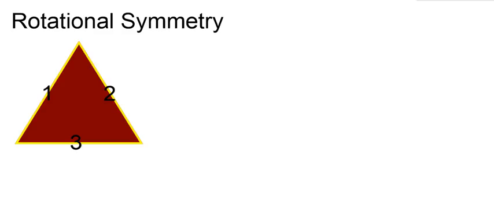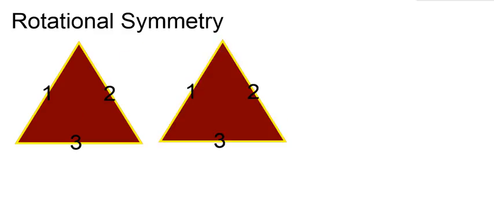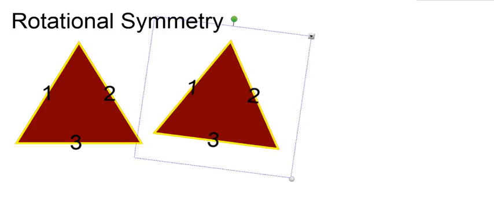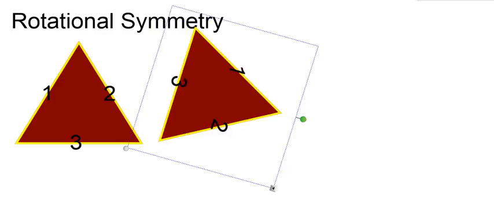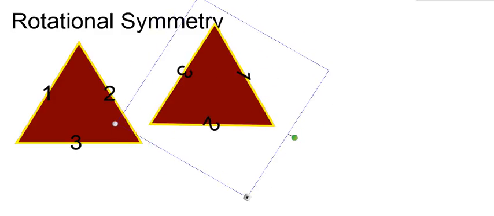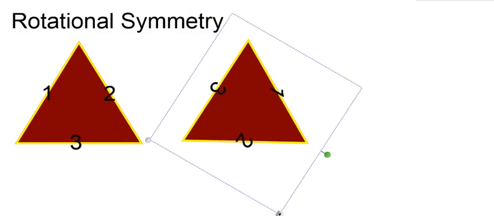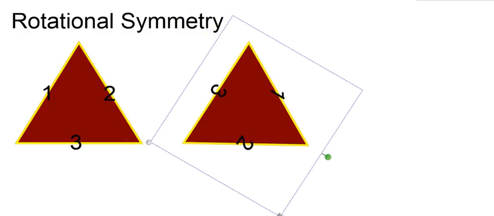All right, so we start with our initial shape, and if I were to take a second one, and now I'm going to rotate it like this. Right, so I've rotated it so many degrees, and my equilateral triangle is now the same. But as you notice, the numbers are in different locations. And so that is one turn or one order of symmetry.